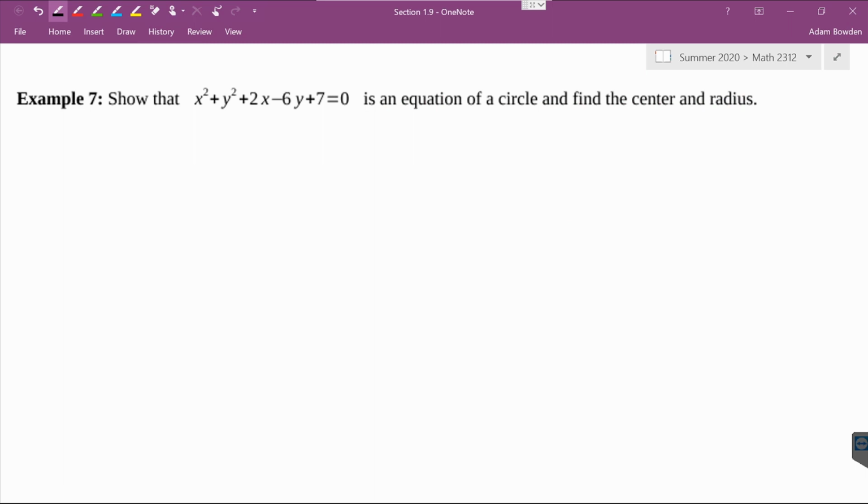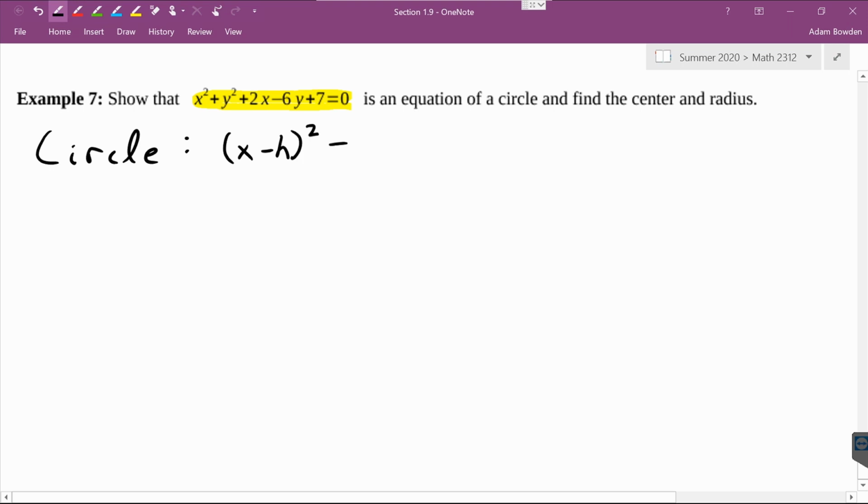All right, now on this example, it says show that this equation is the equation of a circle and find the center and radius. You might notice that this equation doesn't look anything like the ones we've seen so far. It's quite a bit different, but there is a way of making it into the equation of a circle. Just keep in mind the equation of a circle was x minus h squared plus y minus k squared equals r squared.